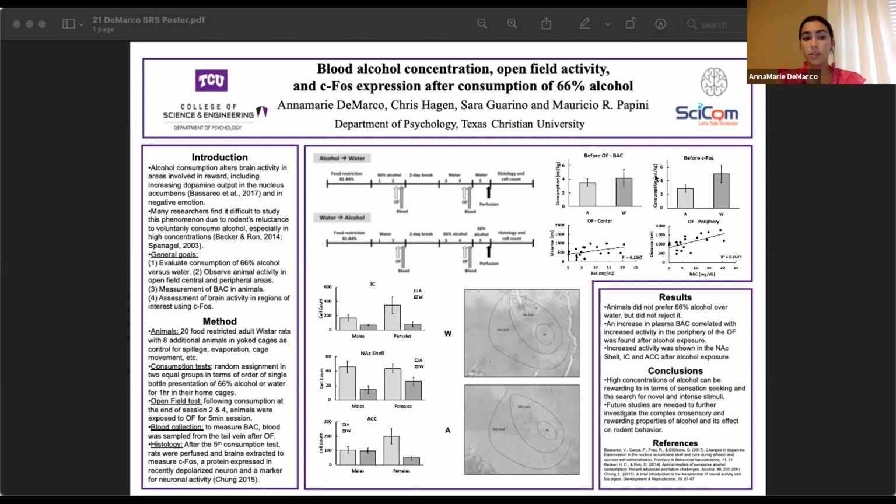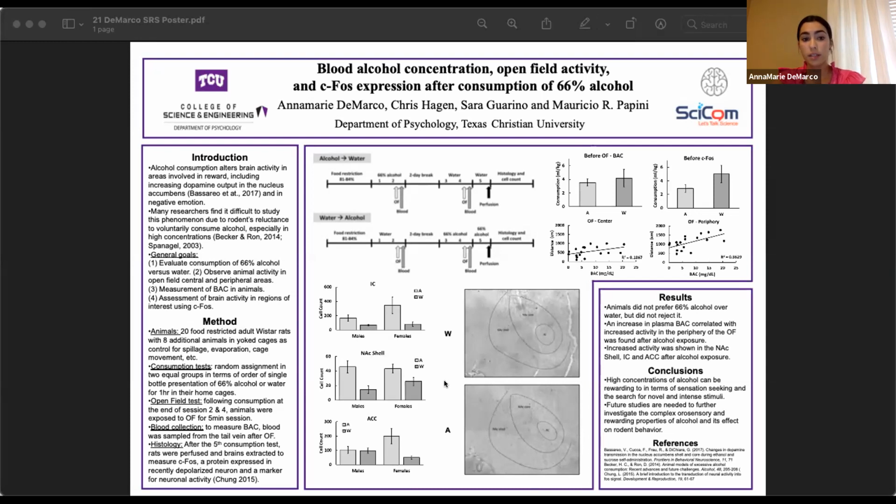From previous research, we know that high alcohol consumption can alter many areas of the brain, including the dopamine output in the nucleus accumbens, which is basically the pleasurable feeling when you do something rewarding, like getting a good grade on an exam. So we see the same effect in alcohol's presence.